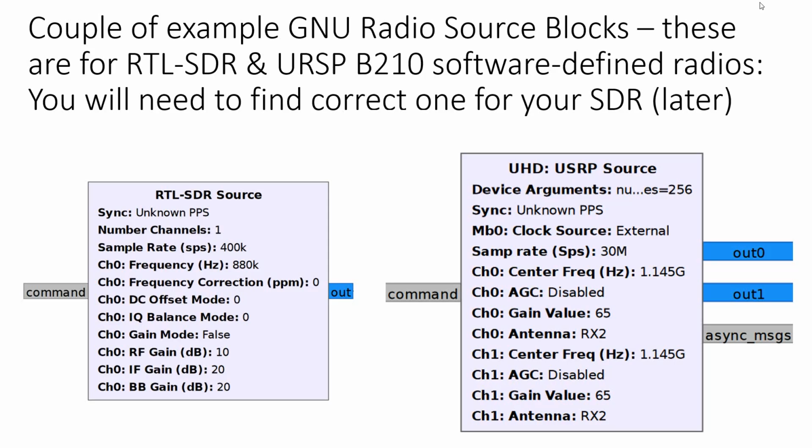The command is something that allows you to feed back a command from elsewhere in the flow graph if you're doing anything fancy with it, but usually that isn't necessary. And then you've got the out, which you feed into something else. On the right-hand side, the out 0 and out 1 is because the B210 is a dual channel transceiver, so there are two outputs on there, which can either be transmitting or receiving.